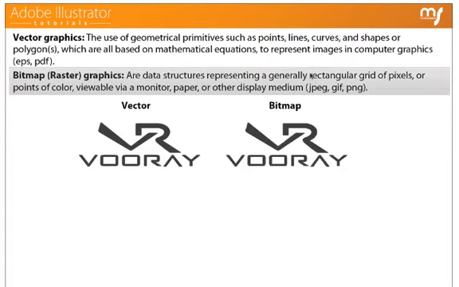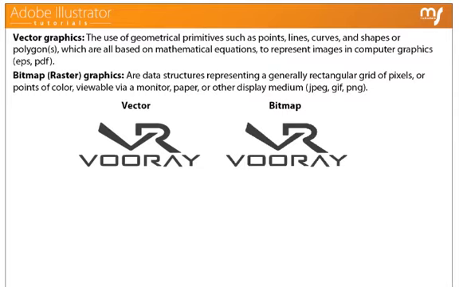Whereas bitmaps, it says, are data structures representing a generally rectangular grid of pixels or points of color viewable via a monitor, paper, or other display medium. Common file types we'll see for bitmaps are JPEGs, GIFs, and PNGs. So, bitmaps work a lot like our TVs. When you go to buy your TV, you look at different resolutions, 1080p, 720p, 480p. What does that mean? It's telling you how many pixels or little dots are on your TV. So bitmap art uses little dots that they call pixels to create and form an image.